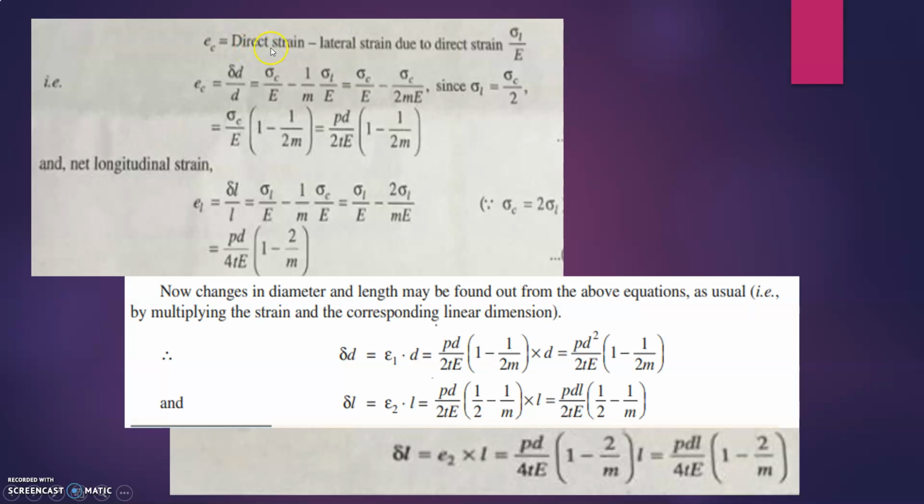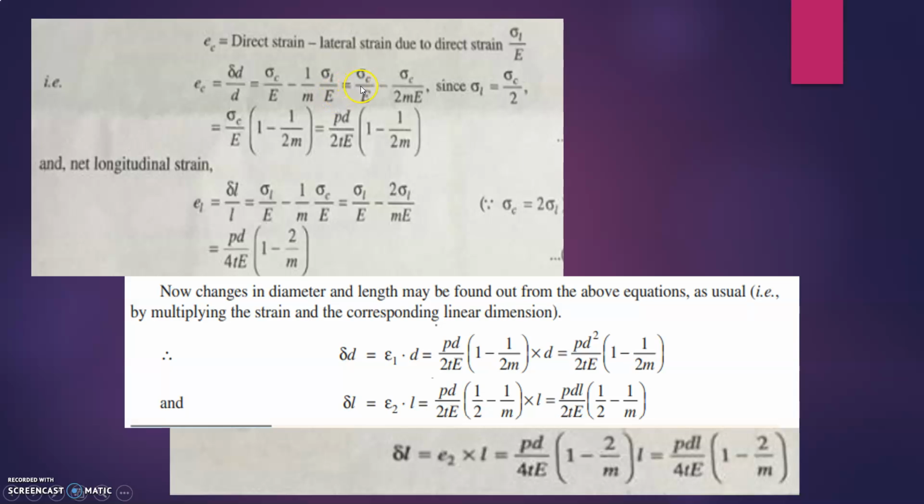Circumferential strain is always related to diameter. It changes along the circumference of this cylinder, so that is the change in the diameter. So circumferential strain is equal to change in the diameter divided by original diameter. And also, this direct strain is sigma c divided by E, that is circumferential strain, minus lateral strain due to direct strain. Lateral means you have to multiply it by Poisson's ratio into sigma L divided by E.